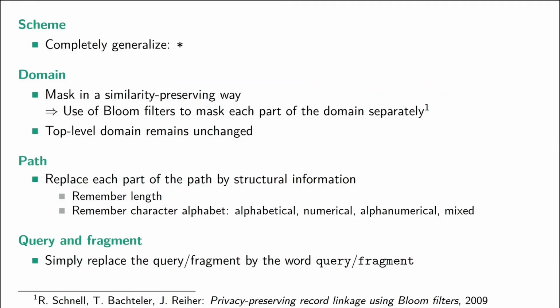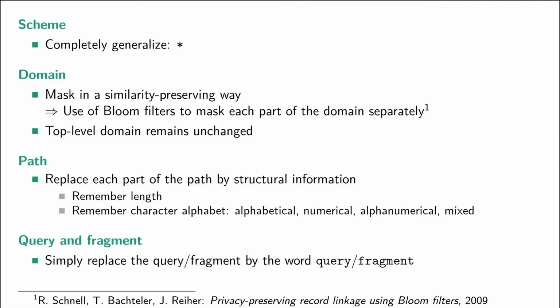The result of this will be a pseudo URL that fulfills these criteria. So more specifically, we completely generalized the scheme by replacing it by star. For the domain, we wanted to mask it in a similarity-preserving way, meaning that two similar inputs will generate two similar outputs. For this, we used an approach by Schnell, Bachteler, and Reiher, which they created for privacy-preserving record linkage, and this approach uses Bloom filters to mask different, in our case, domain elements separately. Only the top-level domain remains unchanged in our case.